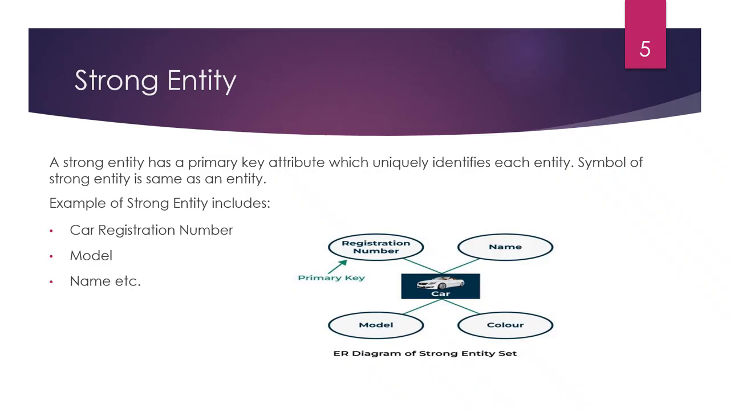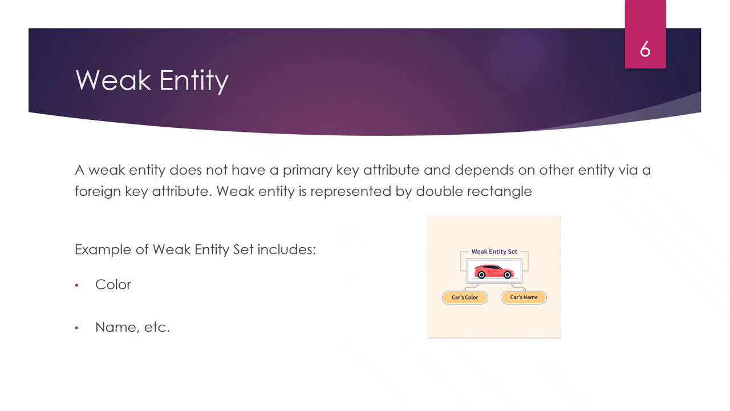represents the strong entity. Next one is weak entity, and weak entity does not have primary key attributes and depends on other entity via foreign key attributes. Here let's see the given diagram. It shows the car entity with name and color attribute. Here there is no primary key attribute, so it is a weak entity. A weak entity is represented by double rectangle.